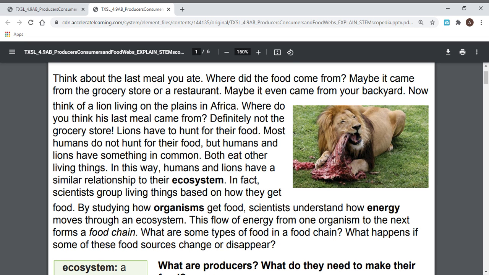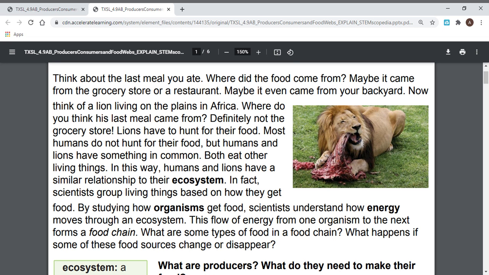Think about the last meal you ate. Where did the food come from? Maybe it came from the grocery store or a restaurant. Maybe it came from your backyard. Now think of a lion living on the plains of Africa. Where do you think his last meal came from? Definitely not the grocery store. Lions have to hunt for their food.